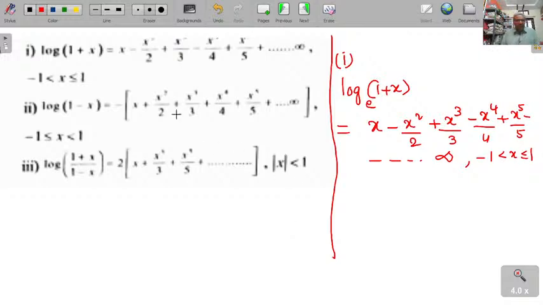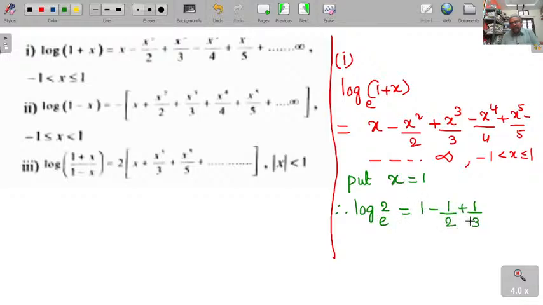So my dear students, one deduction we can make: put x equal to 1 on both sides. Then you get log of 1 plus 1, which is 2. Log 2 base e is equal to 1 minus 1 upon 2 plus 1 upon 3 minus 1 upon 4 and so on to infinity. This is an oscillating series. It will be useful for the problems. Please note it down in the notes, or otherwise take a screenshot of this.